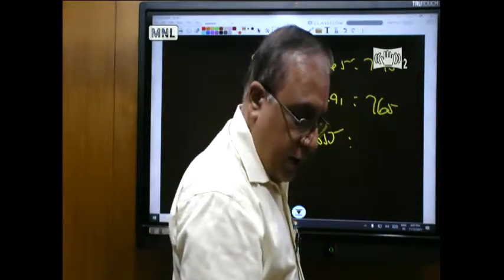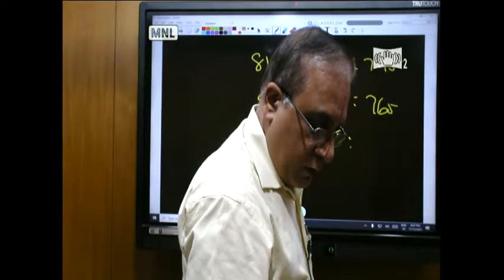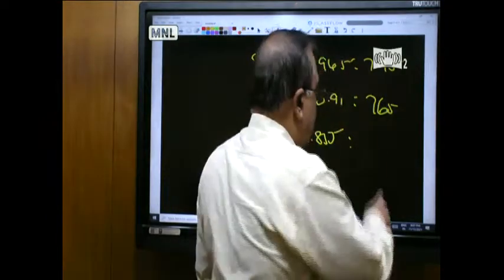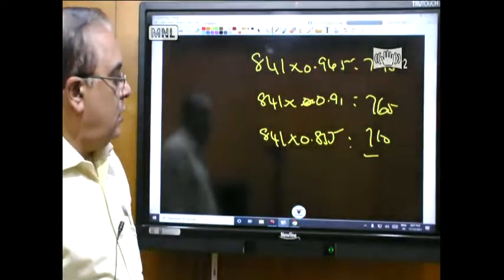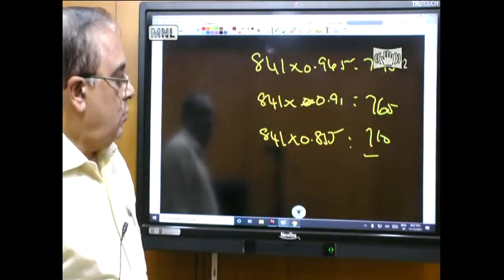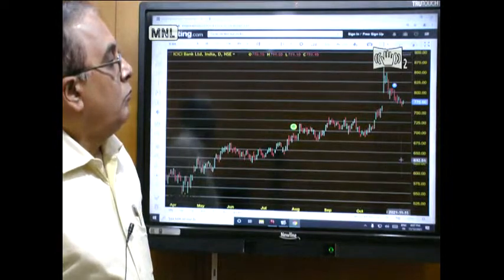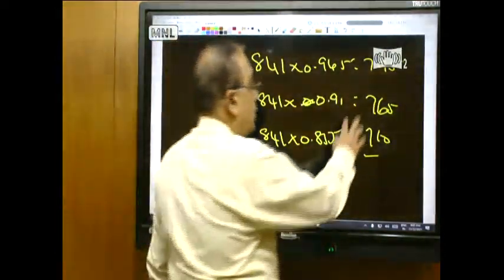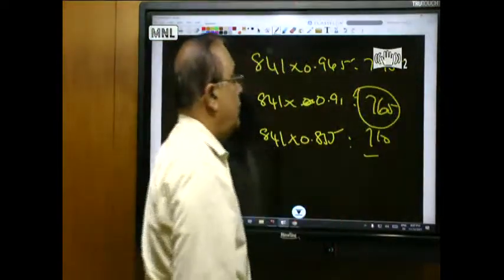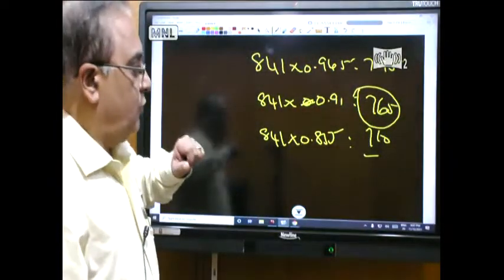Then 841 into 0.845, normally this should hold 710. So let's look at where exactly, so 766, right? So now it has come to 765.